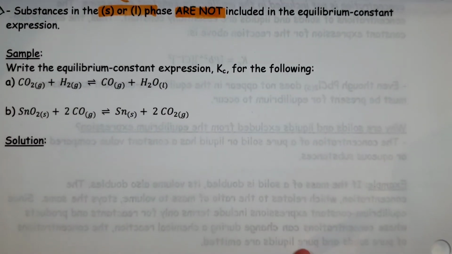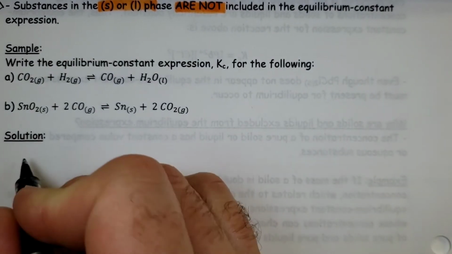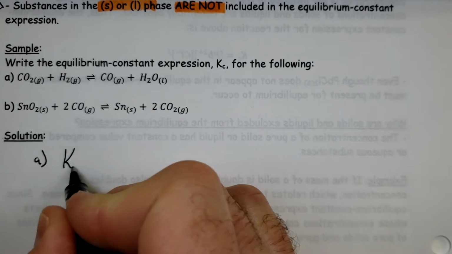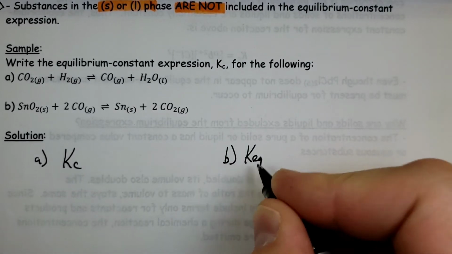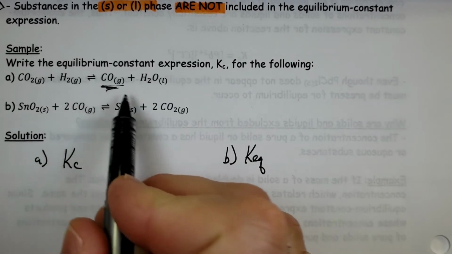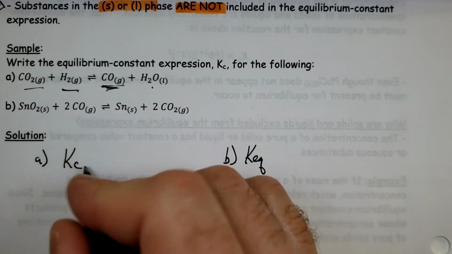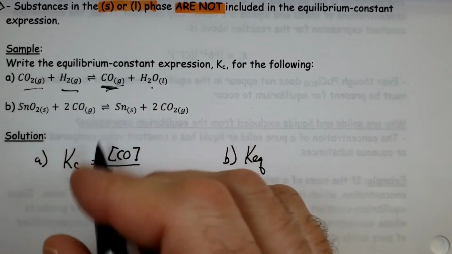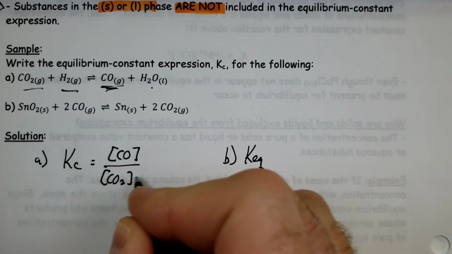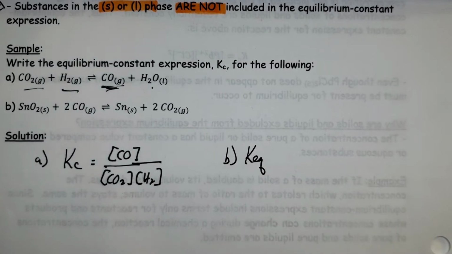So, going with that, let's write the equilibrium constant expression for each of the following. So, Kc or Keq, call it whatever you want. Just don't call it lonely. So over here we have products. Gas, liquid we don't include. Gas we include. Gas we include. So CO over CO2 multiplied by H2.